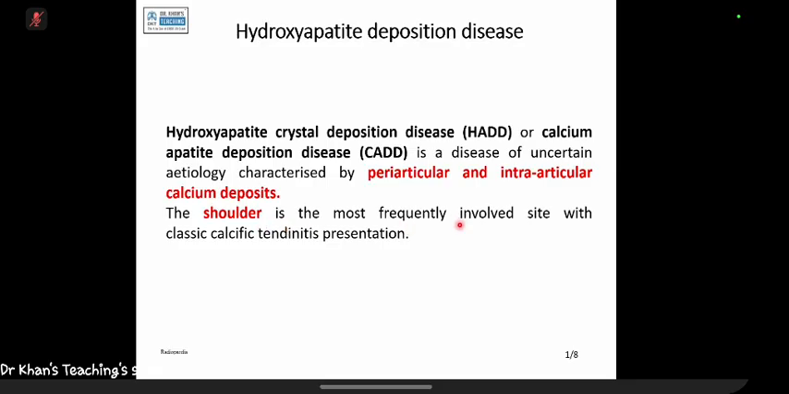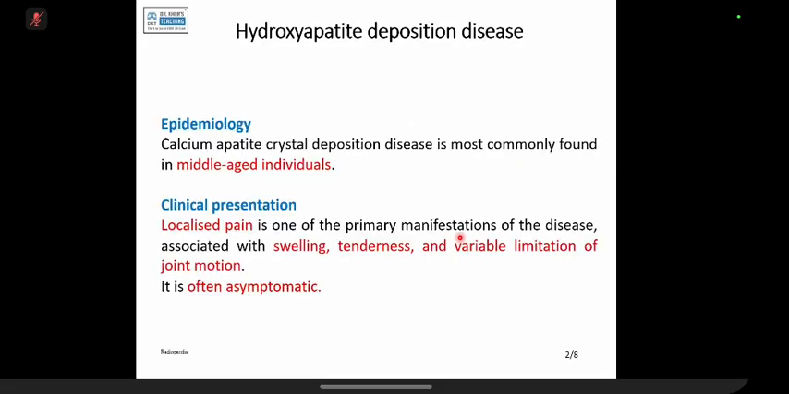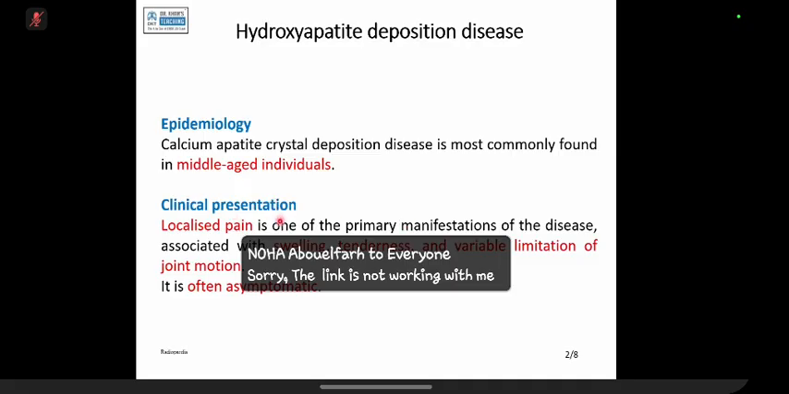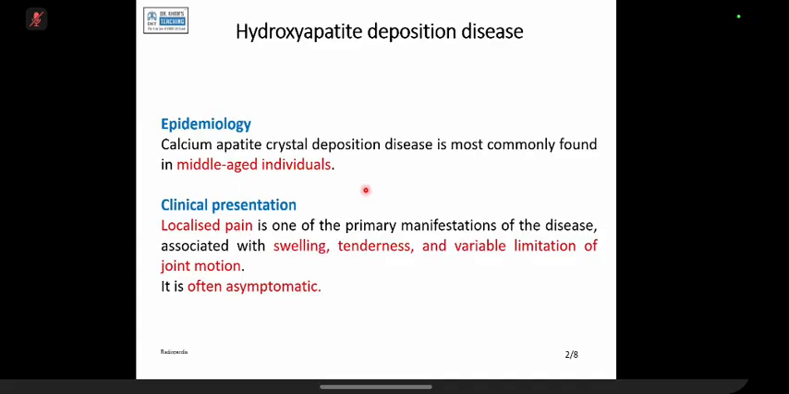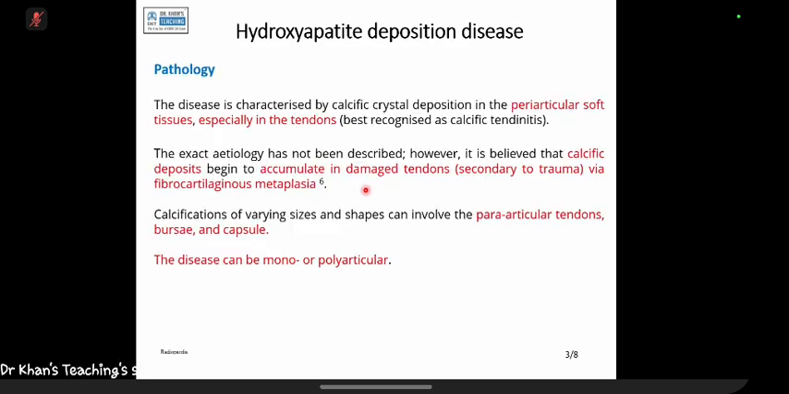And shoulder is the most frequent. I'm sure all of you must have seen many cases in the shoulder. Usually middle-aged, it can cause localized pain, and our patient did present with pain and swelling. So it can be tenderness, variable limitation, and often these patients can also be asymptomatic.